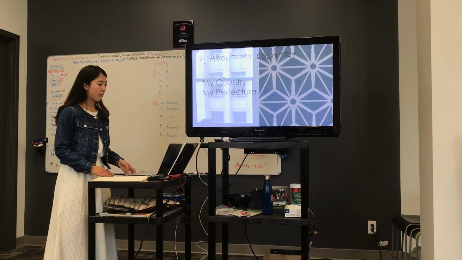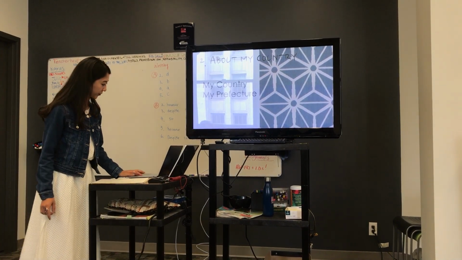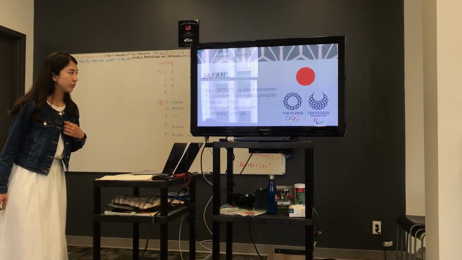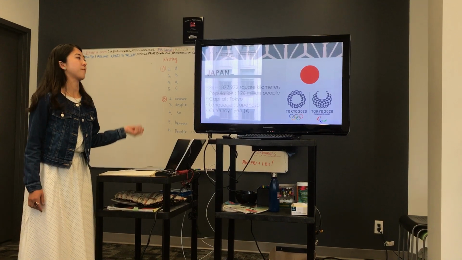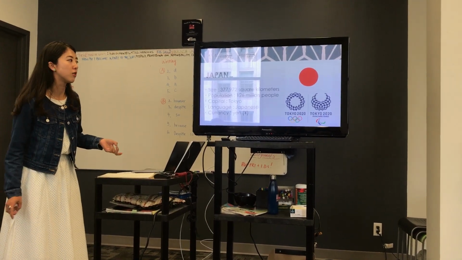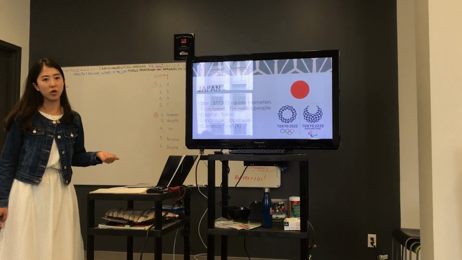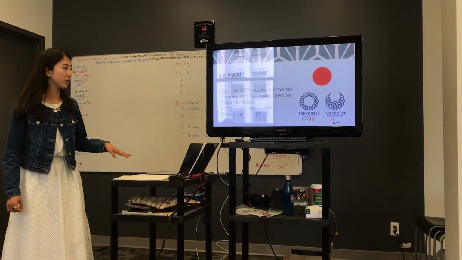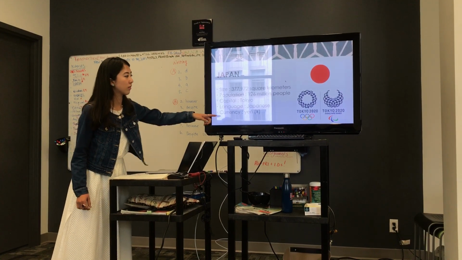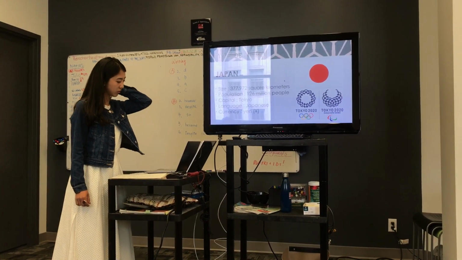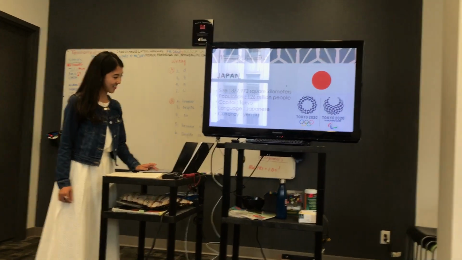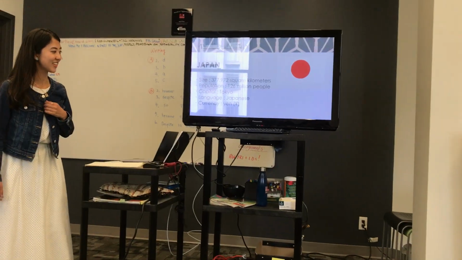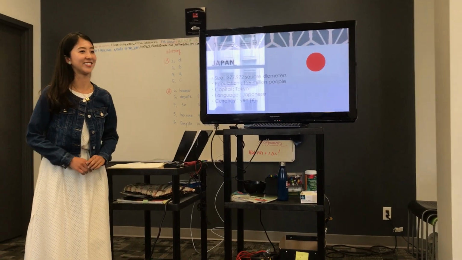Let's move on to my country. My country is Japan. The size is about 300 square kilometers, and the population is 126 million people. Tokyo is the capital, the language is Japanese, and the currency is yen.